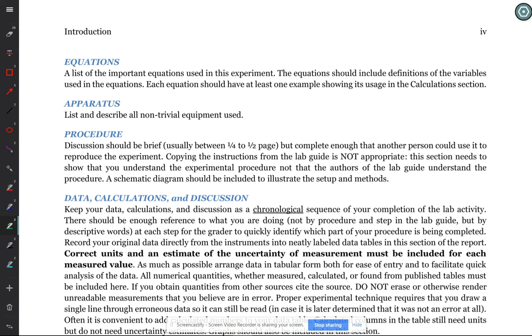So do you just add it to the bottom of the table at that point? Yeah, if I have to go back and remeasure, just add it to the bottom of the table. Or you might have to make a supplemental table.